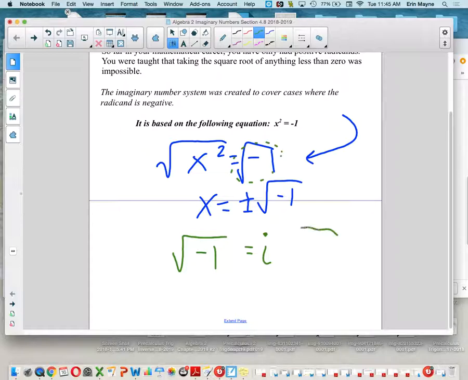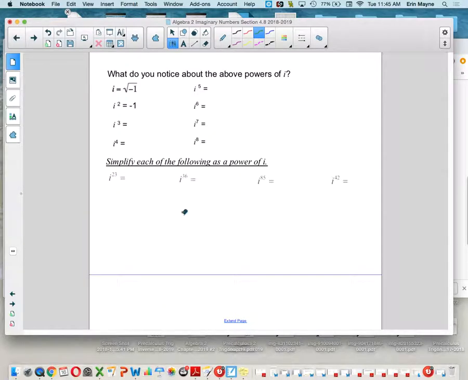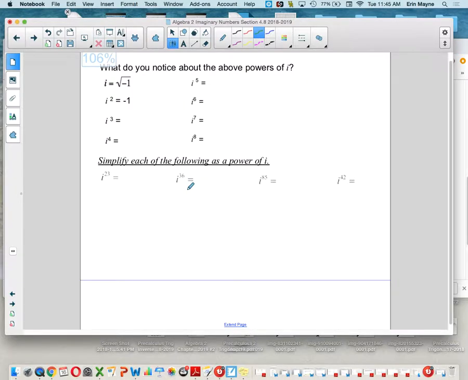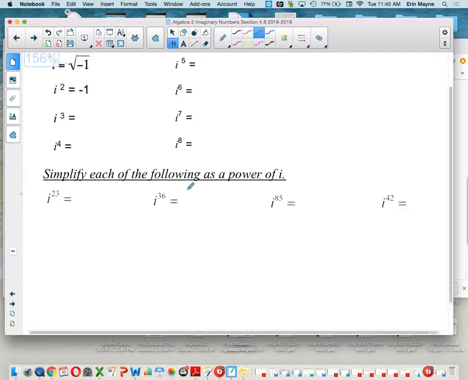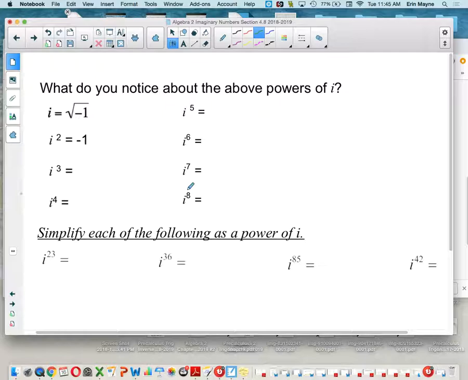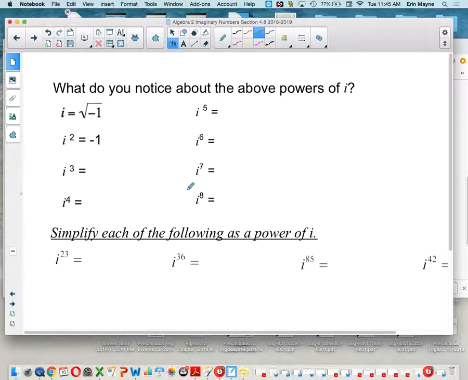Now, this is the most important basic understanding of an imaginary number. But it has properties. So we're going to start to delve into how this i works. So here's an example. Let's say I have this basic definition of i equaling the square root of -1. Well, what happens if I square i?